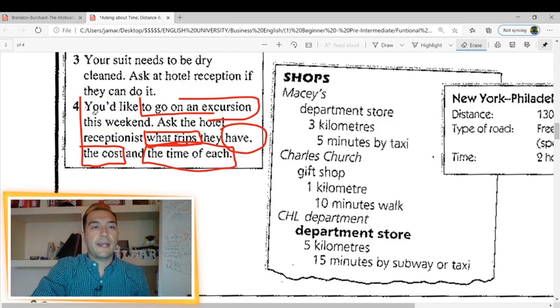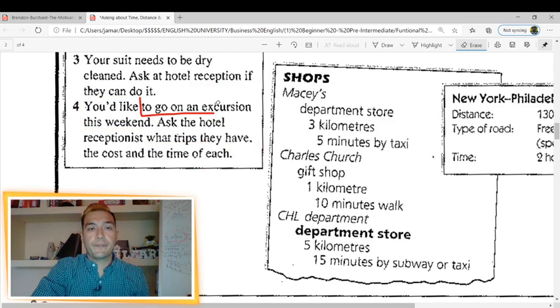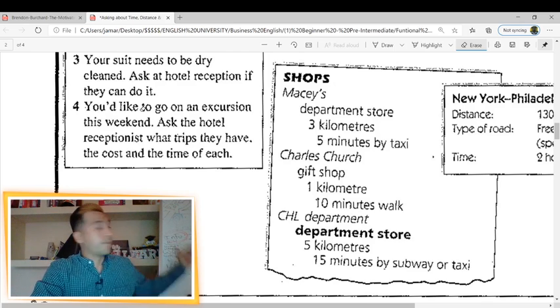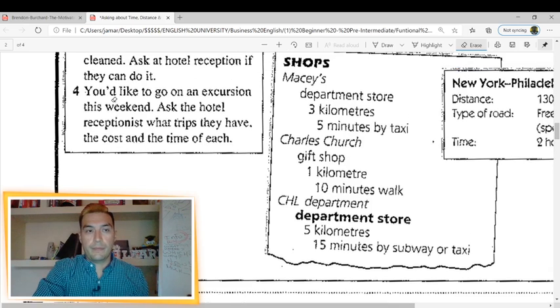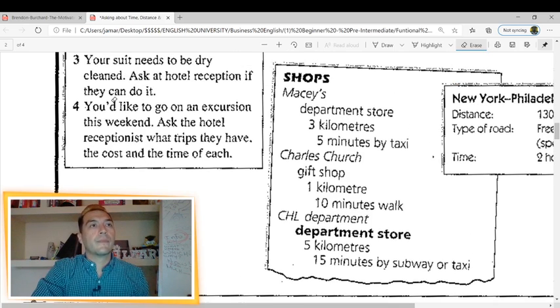All right, so I think now we have the complete question. Ready? First, what trips do you recommend to go on an excursion this weekend? Fantastic. The formula is correct.